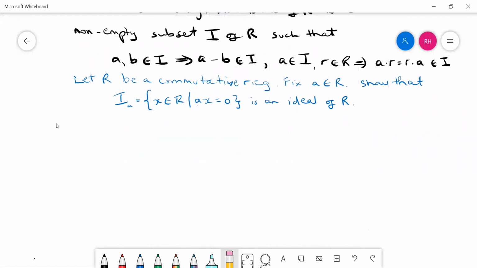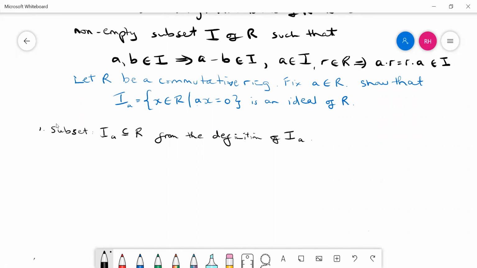Okay, so let's launch into this. So the first thing, subset. I would just write that I_A is a subset of R, that's the symbol for subset, from the definition of I_A.